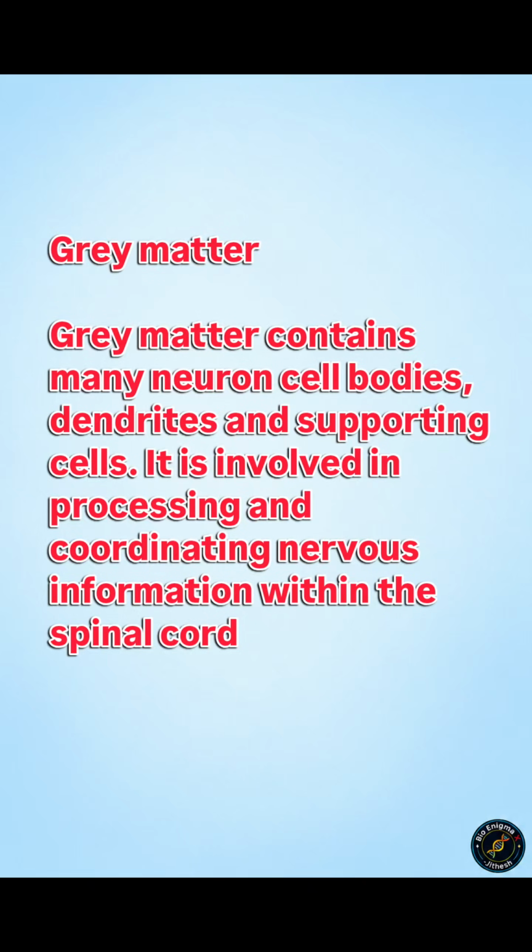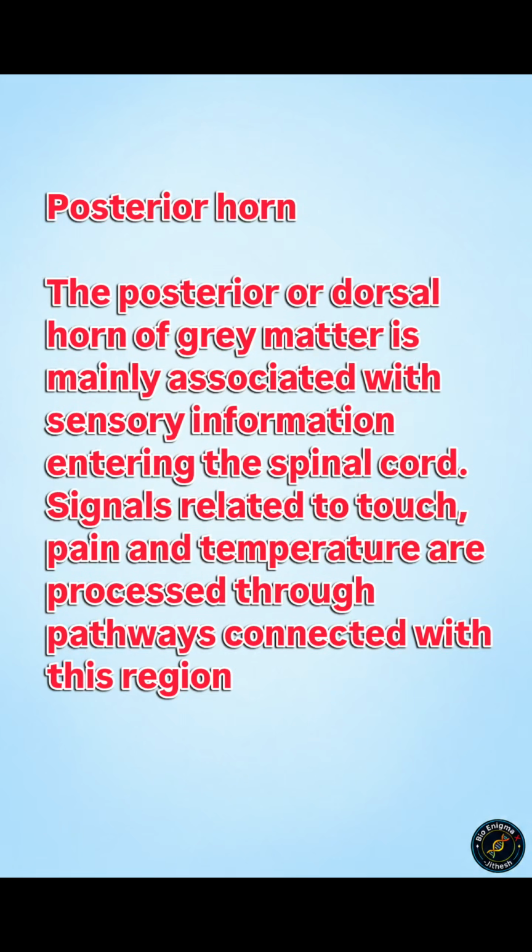Gray matter. Gray matter contains many neuron cell bodies, dendrites, and supporting cells. It is involved in processing and coordinating nervous information within the spinal cord. Posterior horn. The posterior or dorsal horn of gray matter is mainly associated with sensory information entering the spinal cord. Signals related to touch, pain, and temperature are processed through pathways connected with this region.